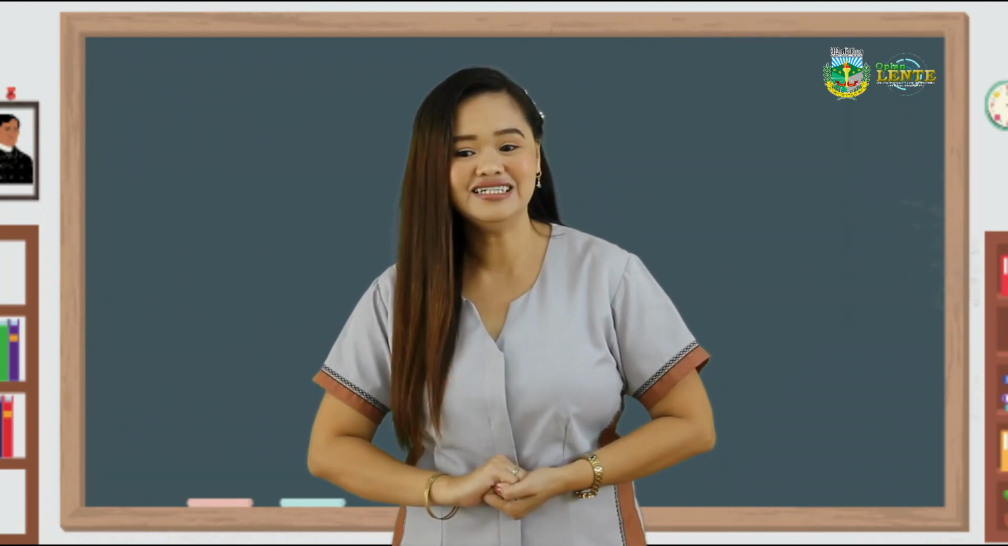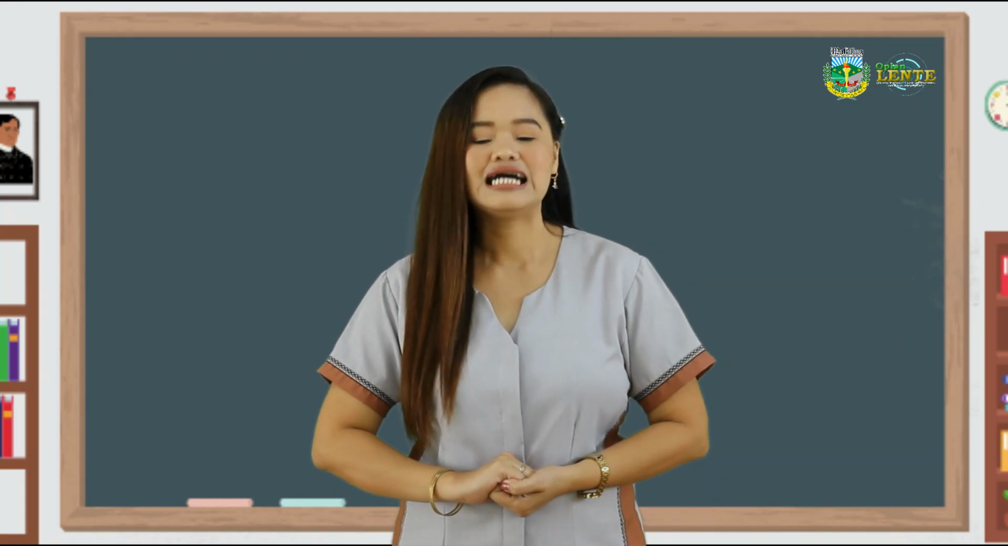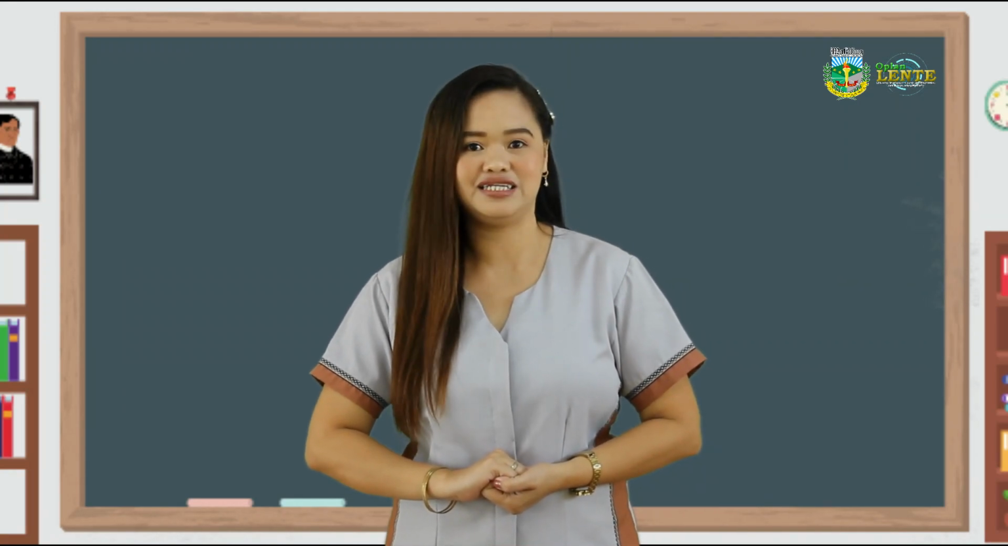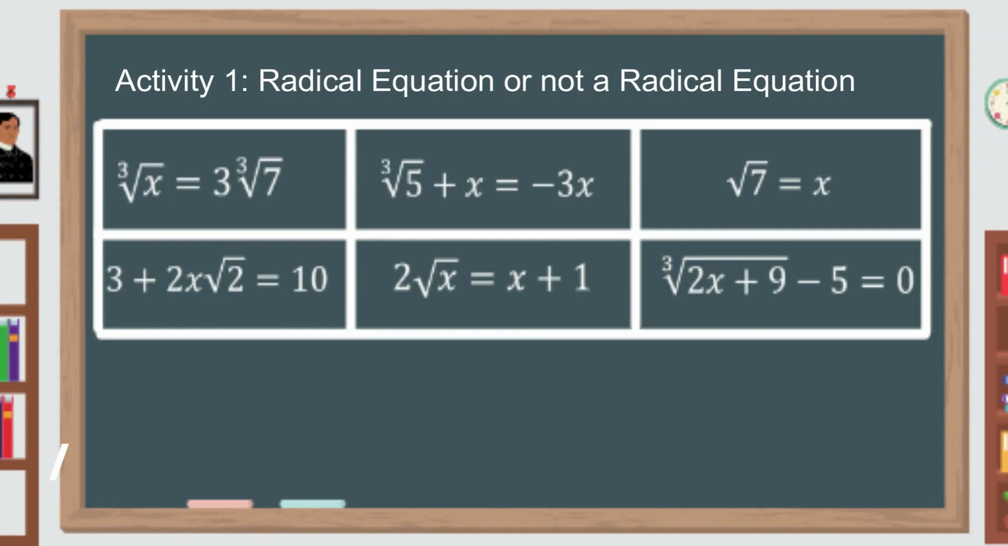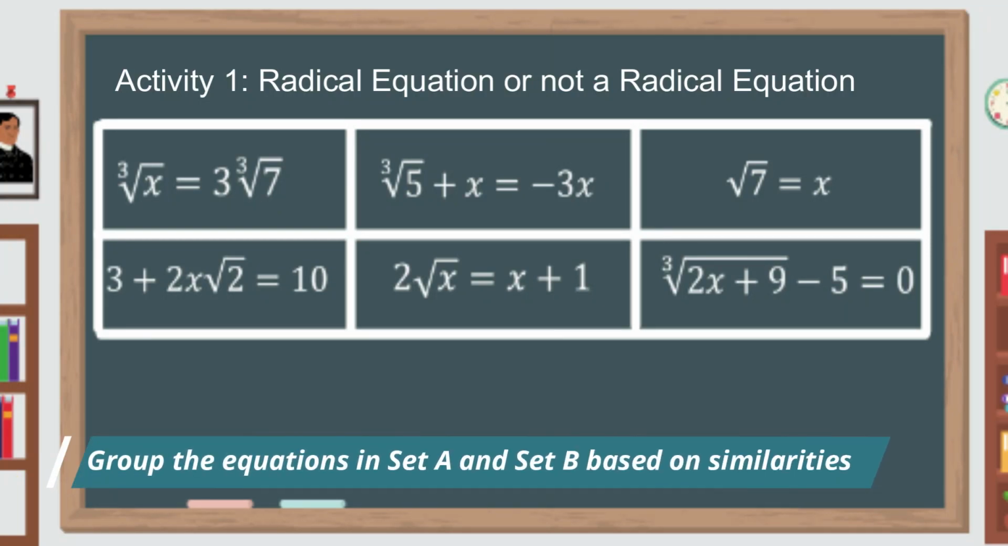Are you ready? If you are, then let us perform the activity. To perform activity number 1, we are going to group the equations in set A and set B based on their similarities. If you are ready, we are going to start at the count of 3. 1, 2, 3, start!